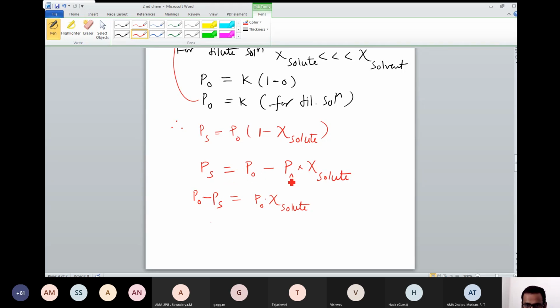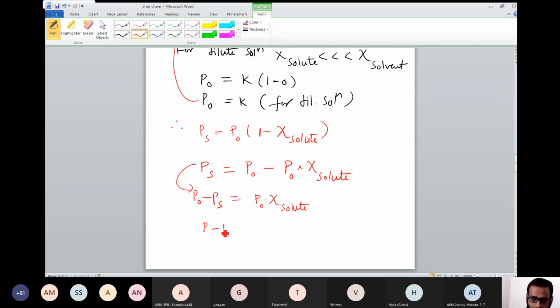So this term, P naught into mole fraction of solute, will come to this side. This whole term will come this side, so it will be plus. I kept it on the right side only for your understanding. Hope you understood from these two steps. So Ps will be here, P naught minus Ps, and this term will be positive now.